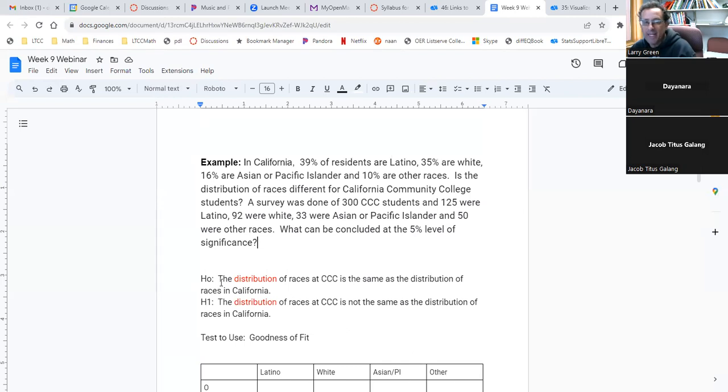So let me read the H naught for this example, and that is the distribution of races at California community colleges is the same as the distribution of races in California. Okay, I highlighted or colored the word distribution. Why am I highlighting and screaming the word distribution right now? We've done this before. What does that mean to y'all?